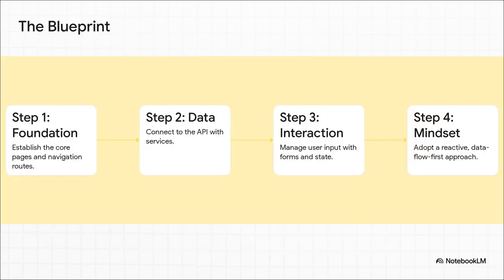All right, so what are these 4 parts we're talking about? First up, we've got the foundation. That's setting up your basic pages and routes. Then there's the data lifeline, how you connect to your APIs with services. Third is user interaction, all about managing forms and what the user is doing. And finally, and this one's a biggie, it's the mindset, making a crucial shift to thinking in data flows. So let's break down step 1.